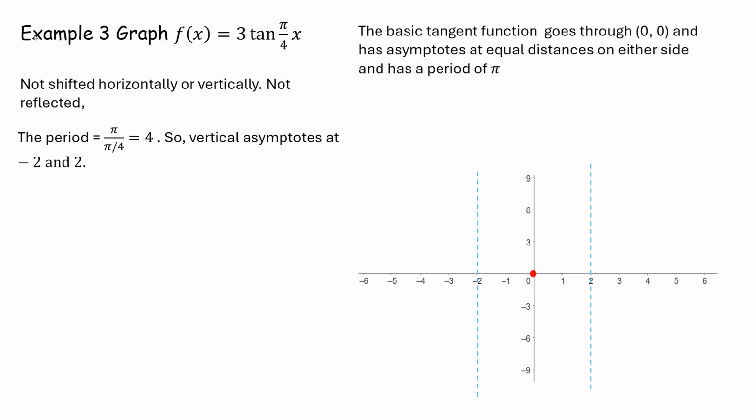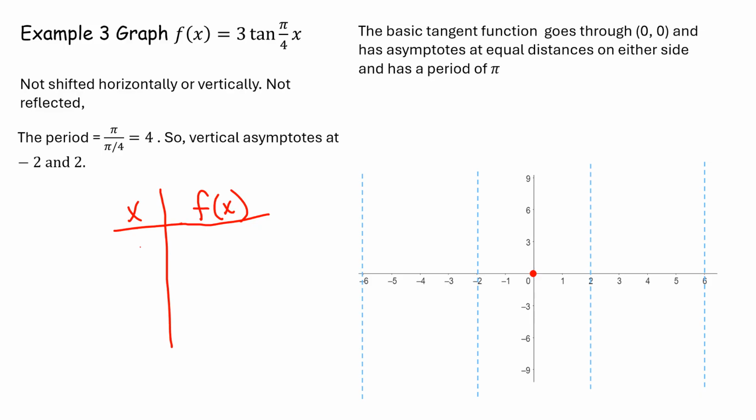And since the period now is 4, that means half of it's going to be on one side and half of it's going to be on the other side. So the curve is going to happen inside those two asymptotes. If we just pick a couple of points, it might help us understand what's going on here a little better. So say we have our x and our f of x.